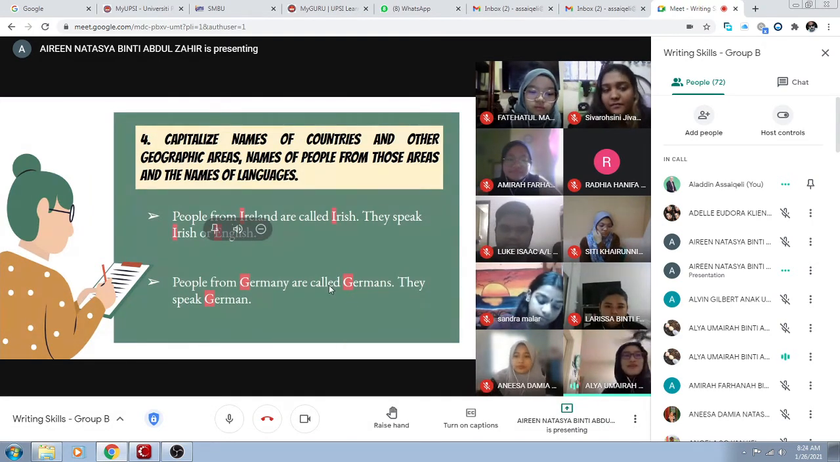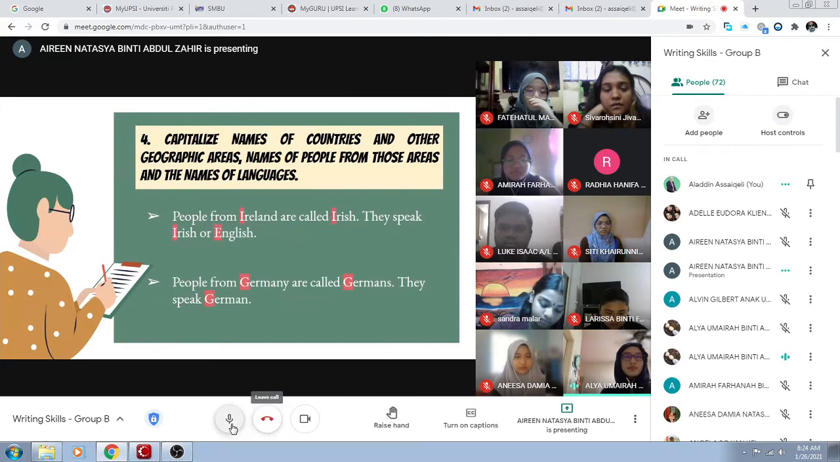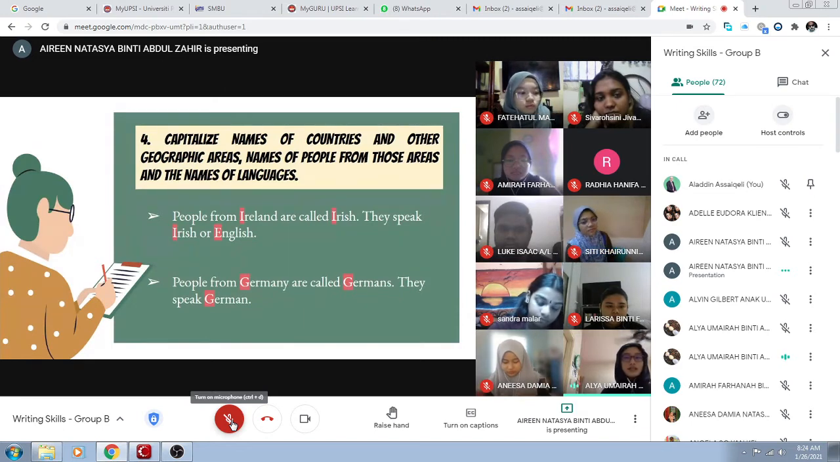The fourth one we have is we need to capitalize the names of countries and other geographic areas, names of people from those areas, and the names of languages. I have 2 examples here. The first one is people from Ireland are called Irish. They speak Irish or English. The ones that I highlighted in pink are the ones that you need to capitalize. The second example is people from Germany are called Germans. They speak German.